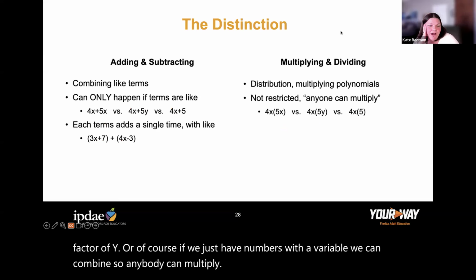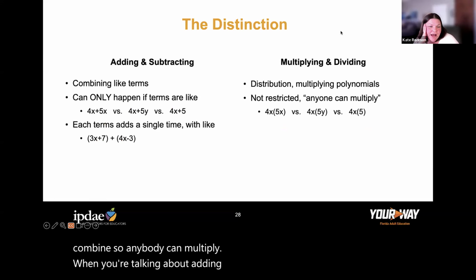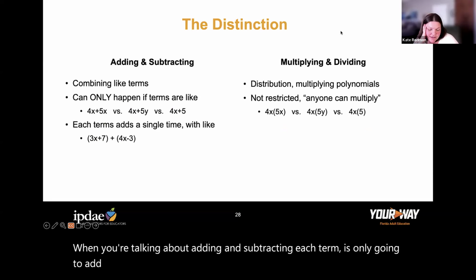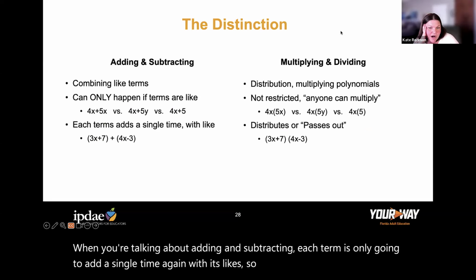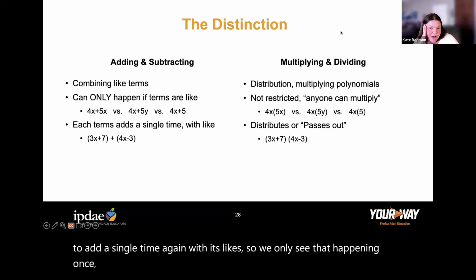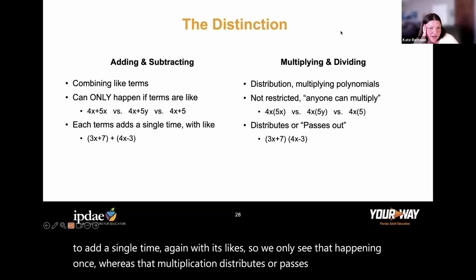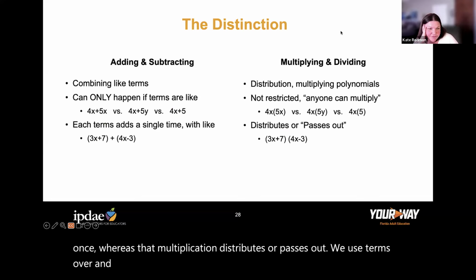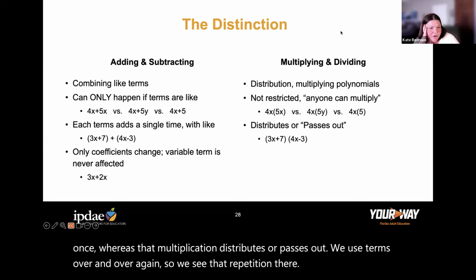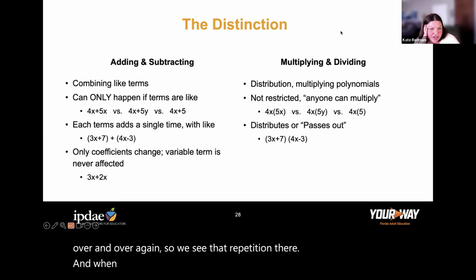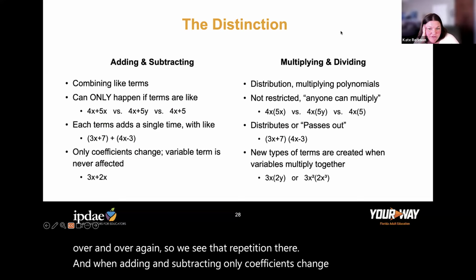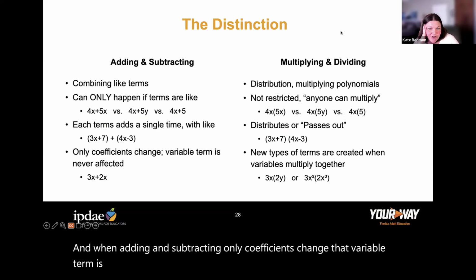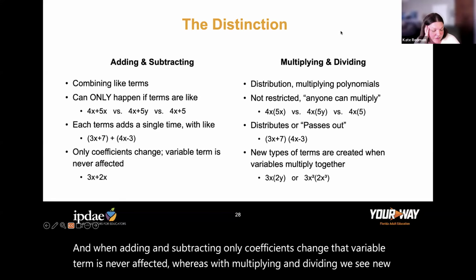When you're talking about adding and subtracting, each term is only going to add a single time, again, with its like. So we only see that happening once. Whereas that multiplication distributes or passes out, we use terms over and over again. So we see that repetition there. And when adding and subtracting, only coefficients change. That variable term is never affected. Whereas with multiplying and dividing, we see new types of terms being created when those variables multiply together.